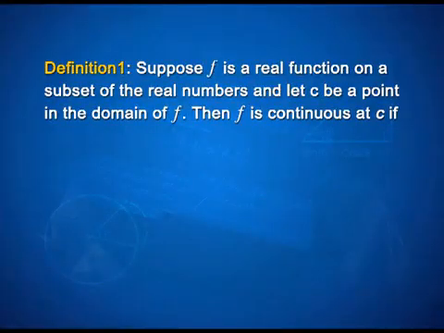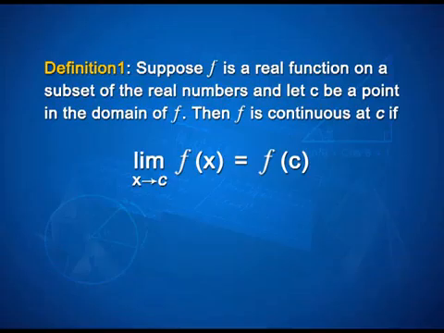The definition says, suppose f is a real function on a subset of the real numbers, and let c be a point in the domain of f, then f is continuous at c if the limit of f(x) as x tends to c equals the value of the function at x equal to c. Isn't that what I just described by saying that the intended height must be equal to the attained height?